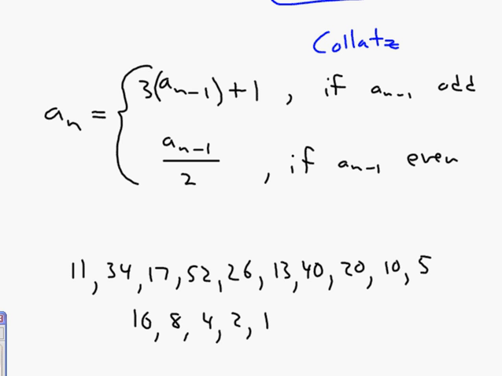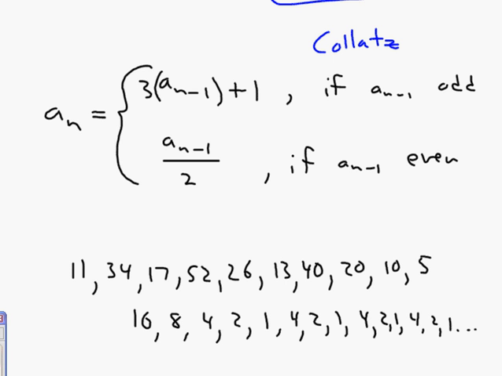And 1 is odd. 3 times 1 plus 1 is 4. 4 is even, we divide by 2 and get 2. 2 is even, we divide by 2 and get 1. Look at that. Then we get 4 again, because 1 is odd: we multiply by 3 and add 1, and we get 4, 2, 1. 4, 2, 1, forever.